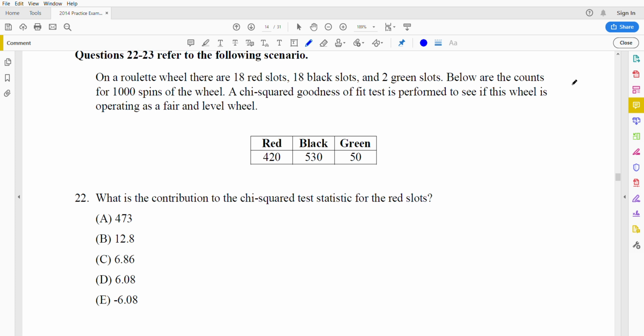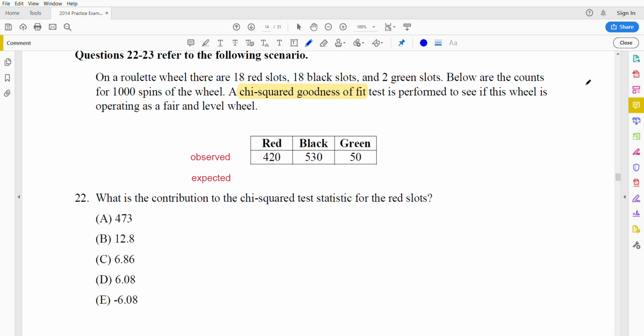Below we have counts for 1,000 spins of the wheel, and a chi-square goodness of fit test is performed to see if this wheel is operating as a fair and level wheel. Recognize that the values in that table are the observed counts, and using the values on the first line, 18, 18, and 2, we're going to find the expected counts.